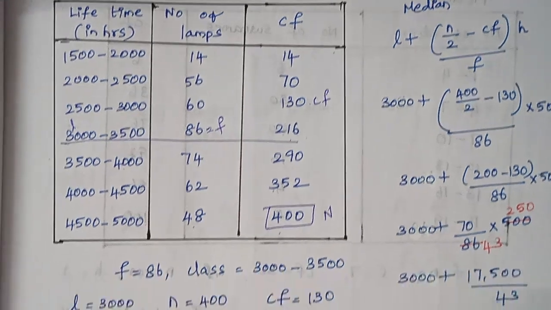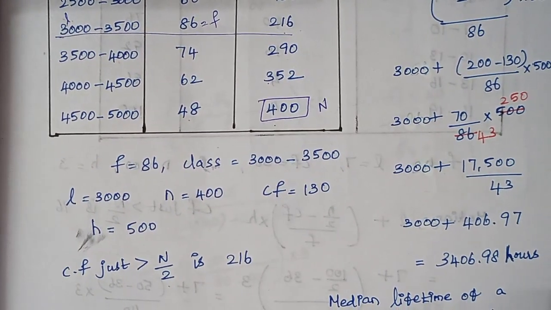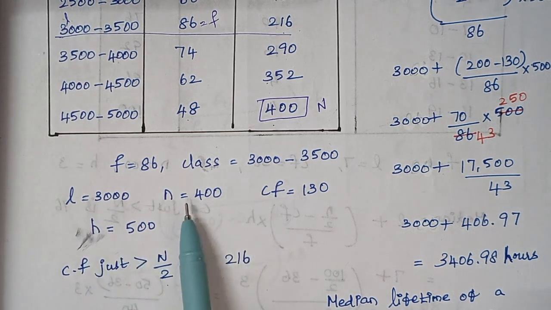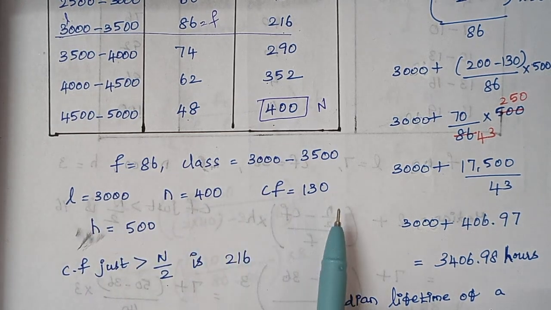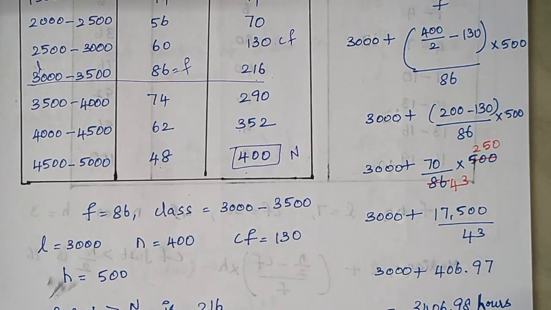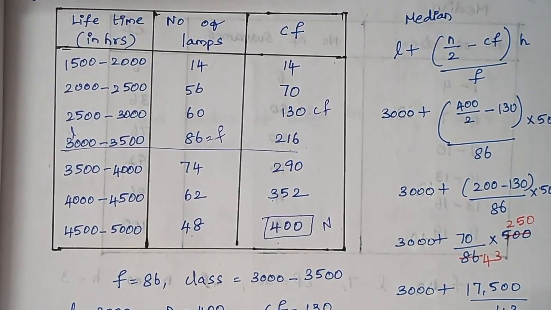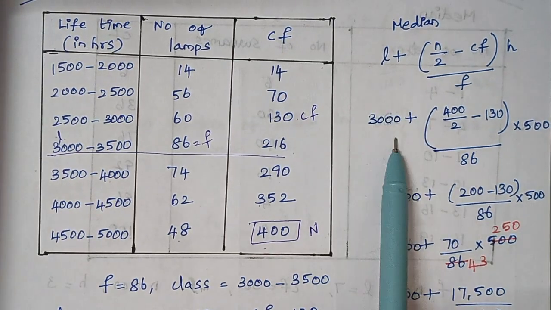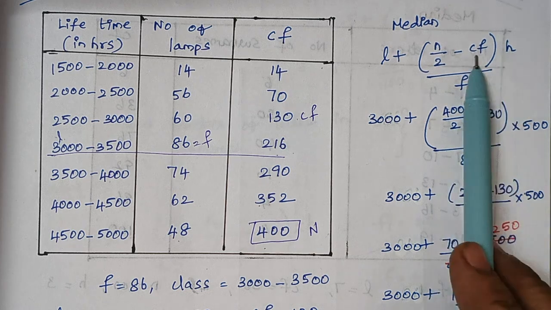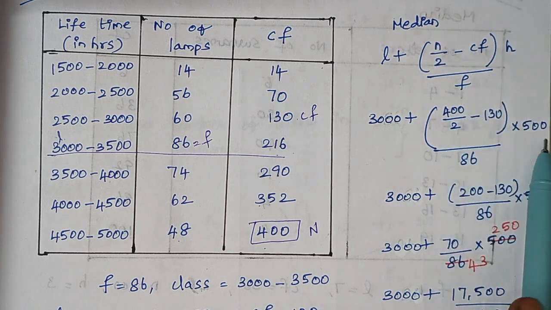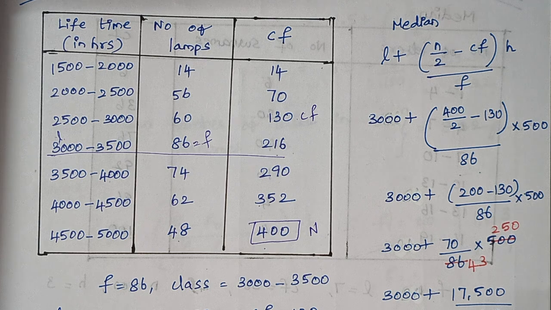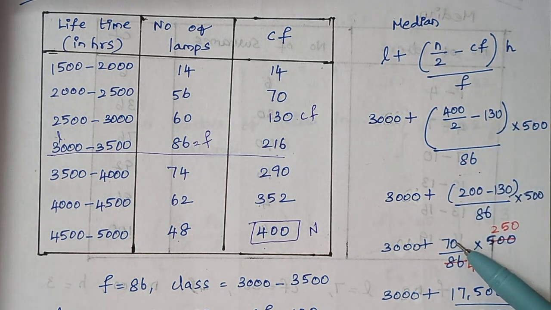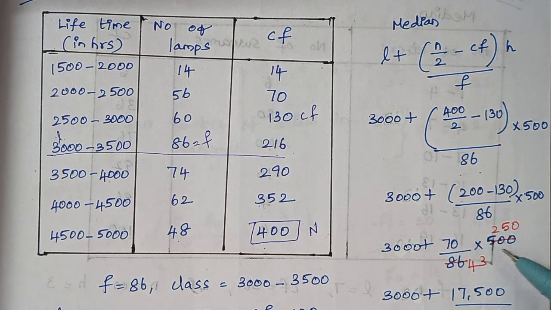Right. So just list out all the things we have discussed: frequency, class, L value, H value and N, cumulative frequency, everything. So now when you substitute in this formula, you see, the value of L is 3000, N is 400 and cumulative frequency is 130, H is 500 and F is 86. So 400 by 2 is 200, 200 minus 130 is 70. So 70 by 86 into 500.